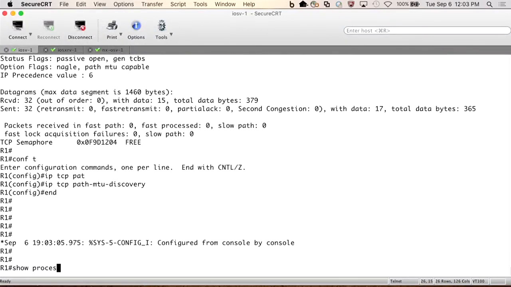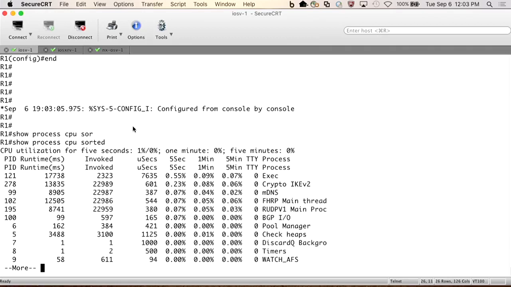When you run the command show process CPU sorted, there are two important things that you need to look at. The first field highlighted here shows the present CPU utilization. The second field shows you the CPU utilization because of interrupts. Interrupts means traffic. So say if your CPU utilization is high up to 100%, and out of that 100%, 90% is being taken due to interrupts, that means there are packets destined towards the CPU, and you need to rate limit or block those packets from hitting the CPU.